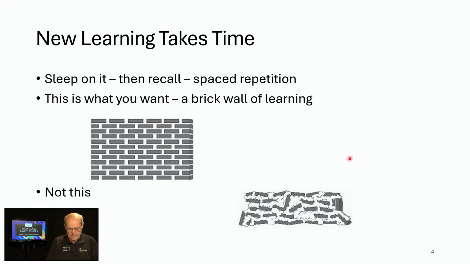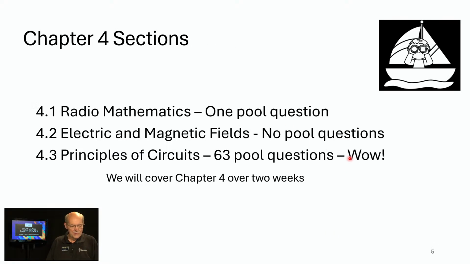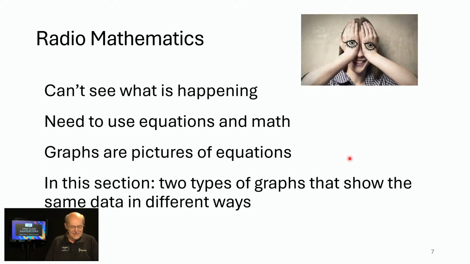So for tonight, Chapter 4, the first half of it, we're going to be looking at these 3 sections. And you can see that all of the pool questions pretty much are in the 3rd section. In the 3rd section, we're at 4.3, Principles of Circuits. We'll be doing about the first half tonight, and then we'll pick up the second half next week. There's a few more questions next week than there are this week, but we're going to do the hard ones tonight.